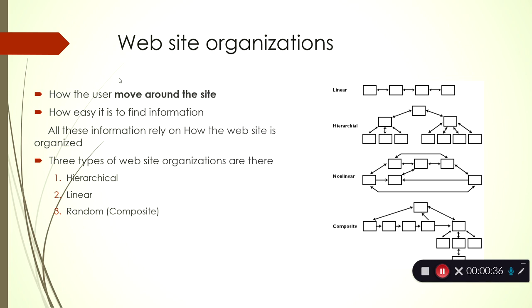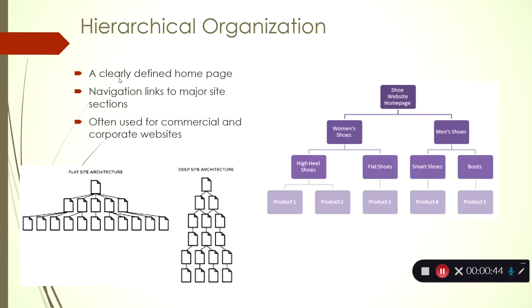So there are three types of website organization: hierarchical, linear, and random. Let's see one by one. Hierarchical organization is the most commonly used organization. Mostly 90% of the websites use the hierarchical kind of organization. You can see how it goes, starting from the home page to different pages. Each page belongs to a branch, split like a tree. So this kind of organization is called hierarchical organization.